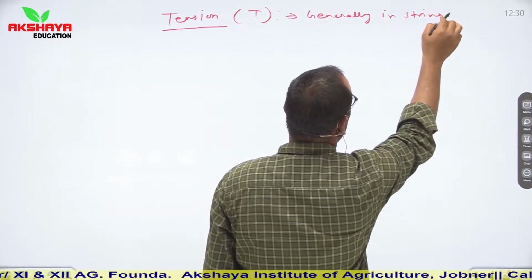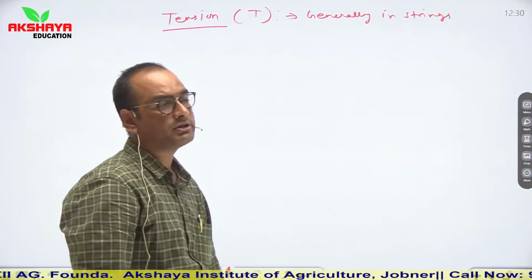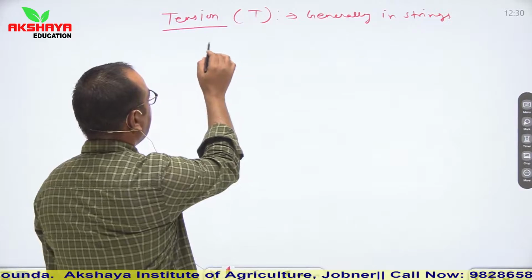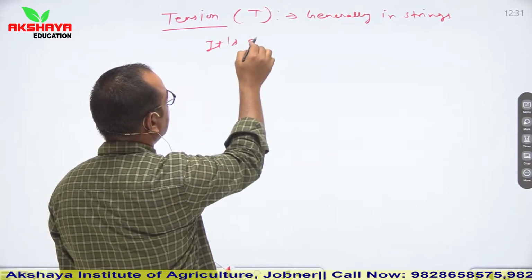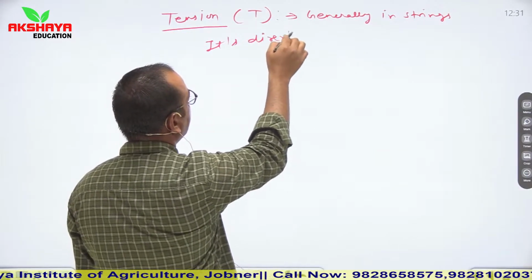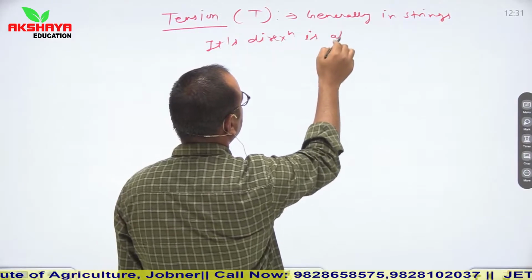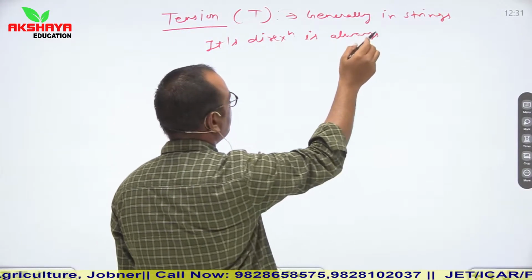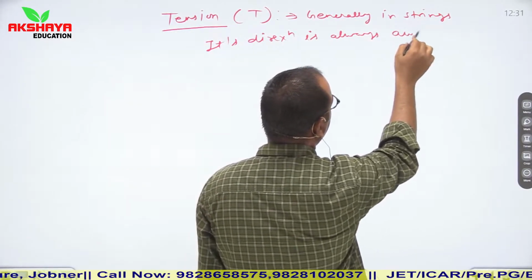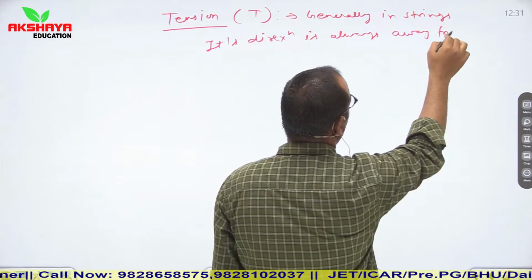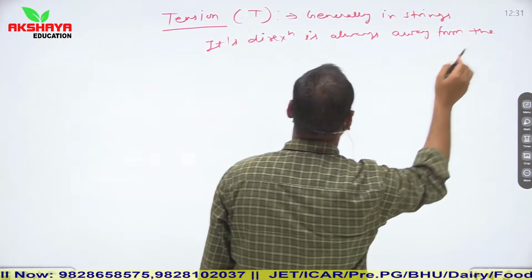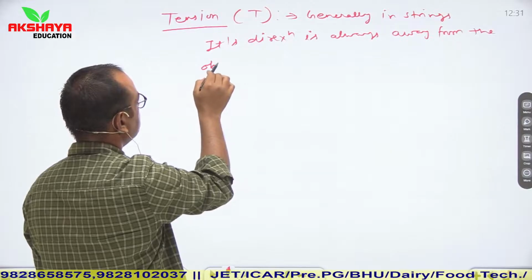Strings, or you can say rods. So generally we talk about strings here. Its direction is always away from the object, always away from the object.